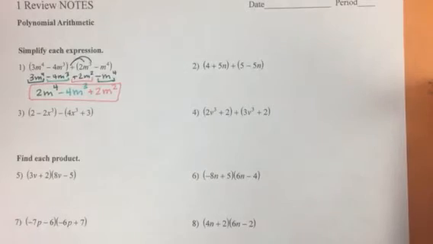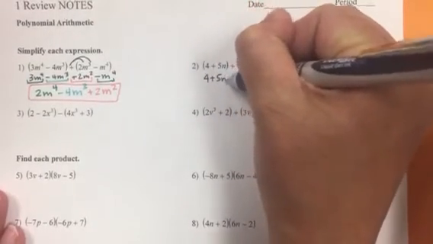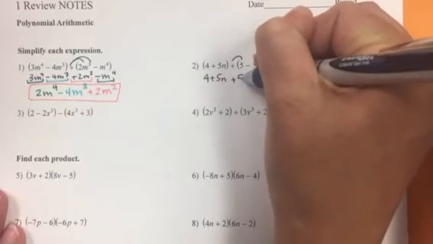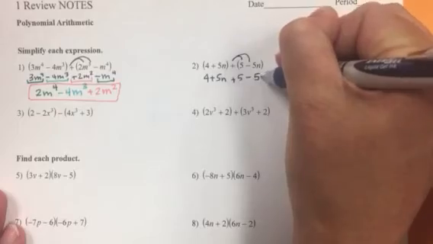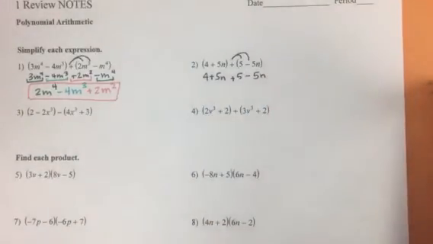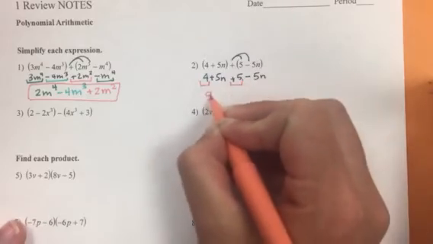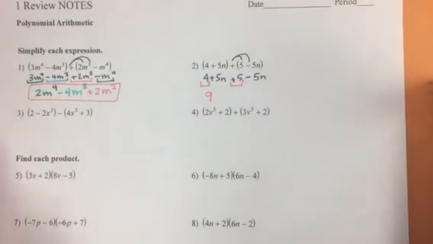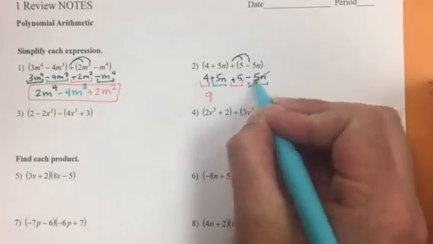For 2, I have 4 plus 5n plus 5, positive and negative, the sign stays the same. Combine like terms, 4 plus 5 is 9, 5n minus 5n cancels out.